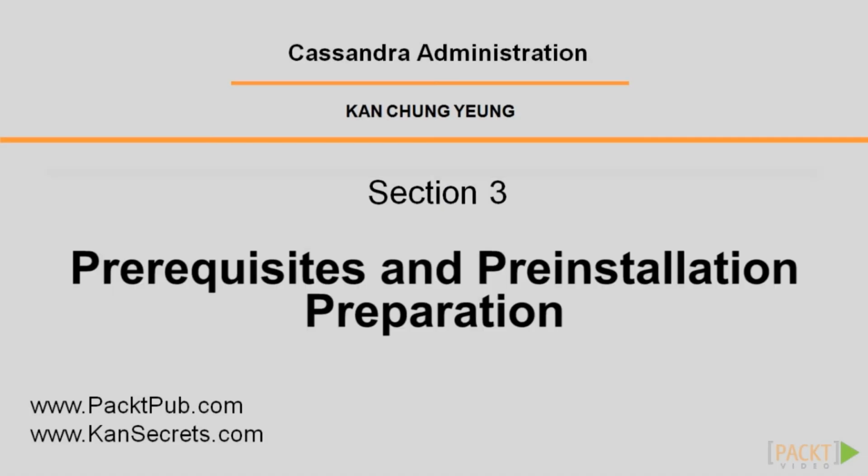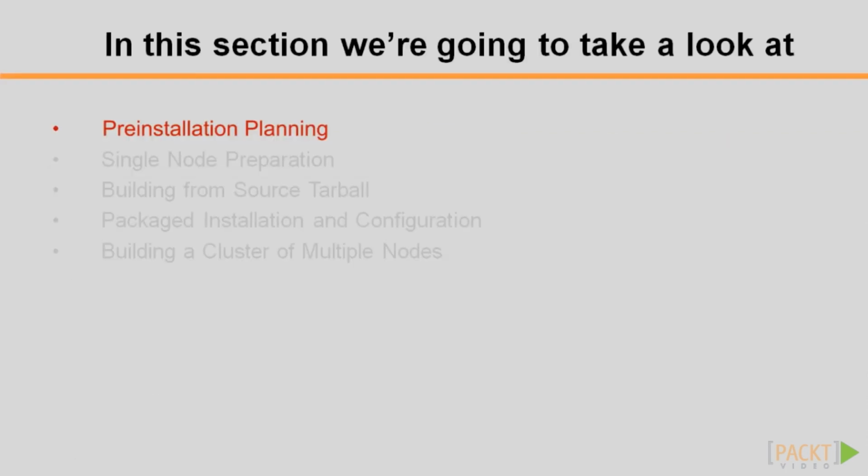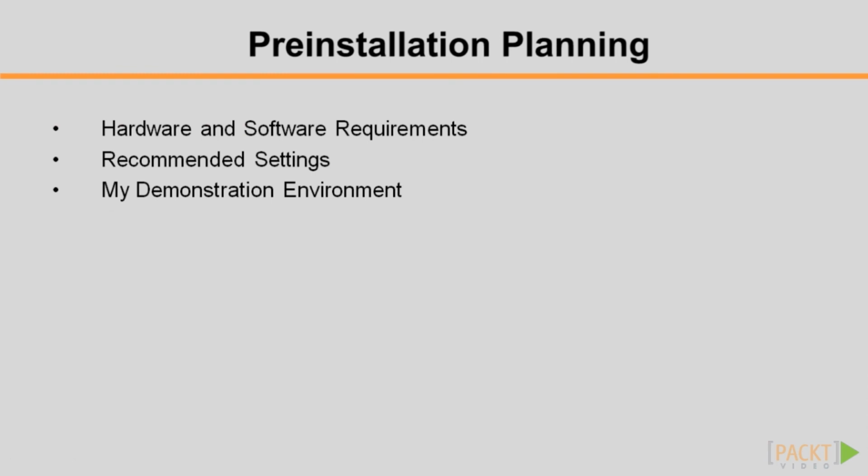In this video, I'm going to introduce the recommended hardware and software requirements and system settings for Cassandra. Cassandra requires very typical hardware and software for its installation. For production use, a number of system parameters shall be adjusted with reference to the recommended settings, and I'll also describe my demonstration environment to be used over the course.